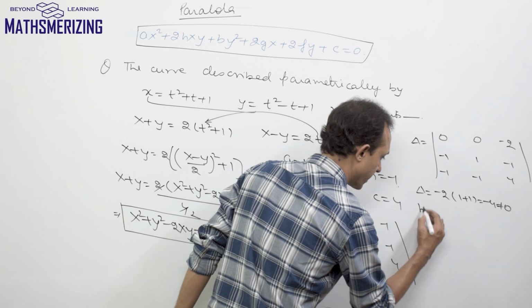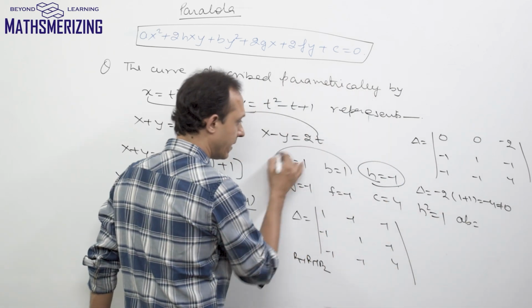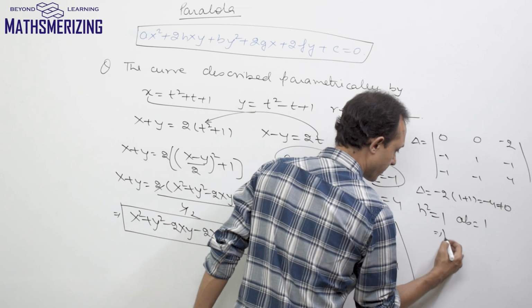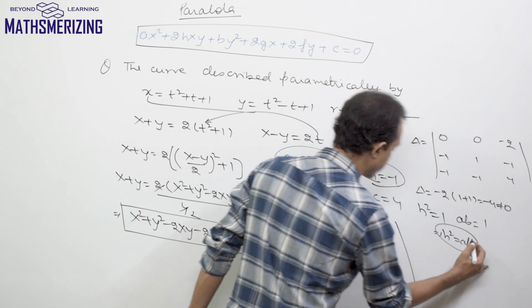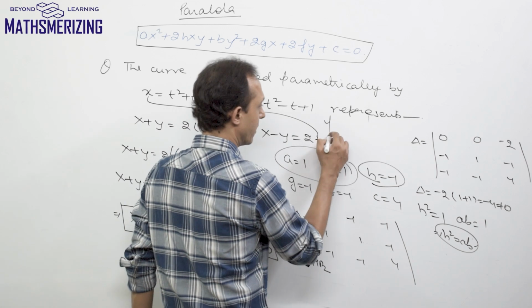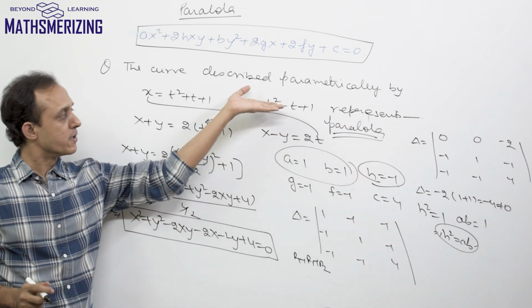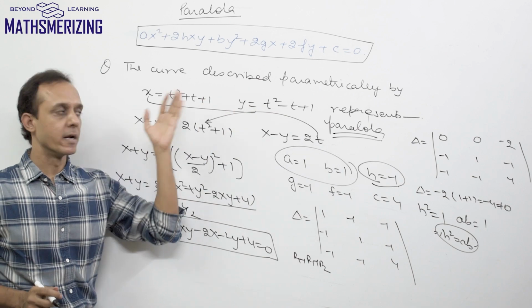So now we'll find h square. H square in this case is 1. And what's AB? A into B is also 1. So h square equals AB. So this equation will represent a parabola. So as predicted, this equation comes out to be a parabola.